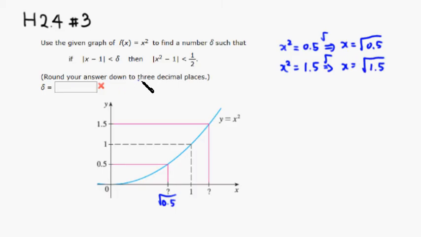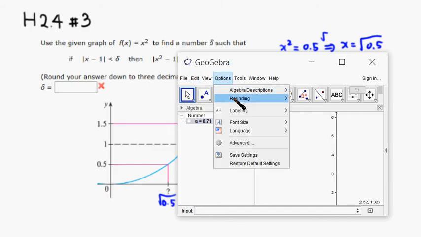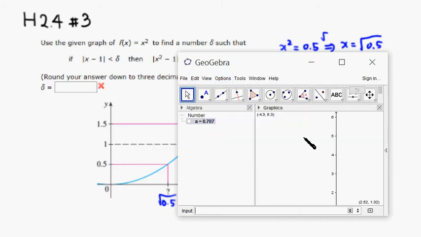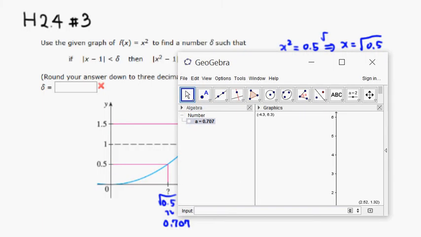Down to 3 decimal places. So I'm going to just bring out GeoGebra. What would be the square root of 0.5? Just get the value, rounding to 3 decimal places. It's 0.707, so this is about 0.707. And the other one is the square root of 1.5.